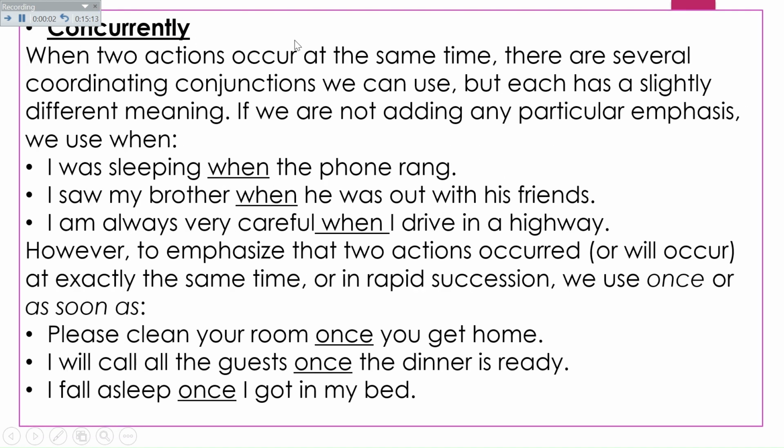Let's see what we use for concurrently. Concurrently: when two actions occur at the same time, we call it concurrently. There are several coordinating conjunctions we can use, but each has a slightly different meaning. If we're not adding any particular emphasis, we use when. For example, I was sleeping when the phone rang. So it means two actions were happening at the same time. I was sleeping and the phone was ringing. I saw my brother when he was out with his friends. I am always very careful when I drive on the highway. So this means when I'm driving, I'm very careful.